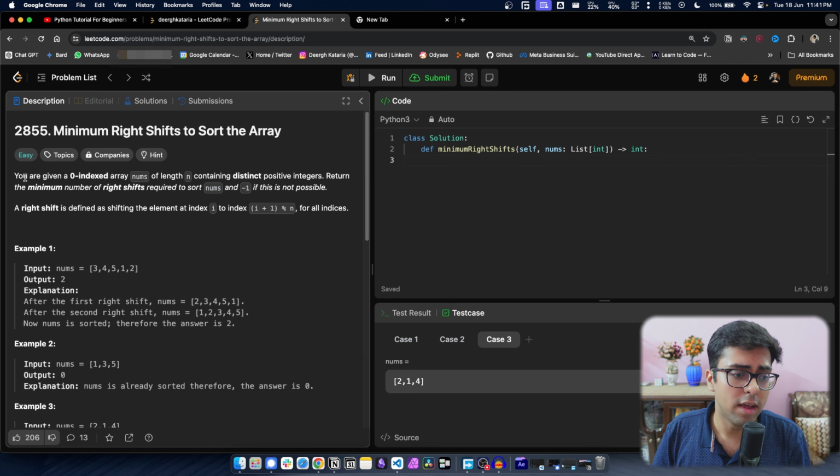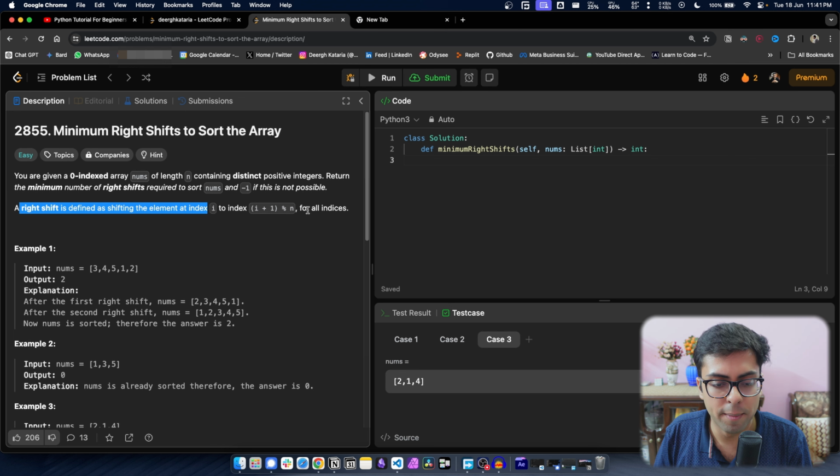It says you are given a zero-indexed array nums of length n containing distinct positive integers. A nums array is given. It is of length n and all the positive integers are distinct. That means no two positive integers are alike. It says return the minimum number of right shifts required to sort nums and minus one if this is not possible. A right shift is defined as shifting the element at index i to index (i + 1) % n, or modulo n, for all indices.